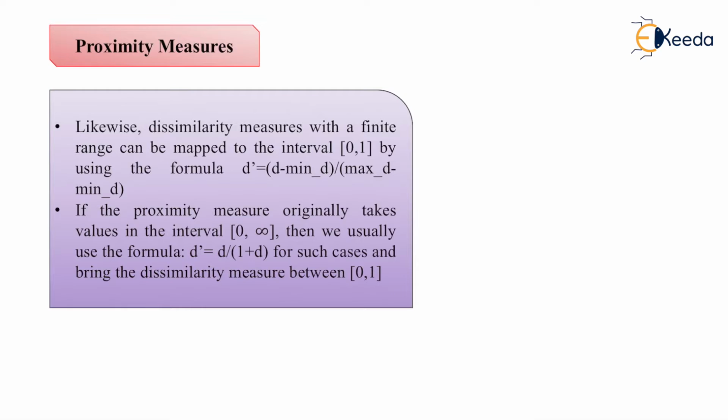If the proximity measure originally takes values in the interval 0 to infinity, then we usually use the formula d' = d / (1 + d). For such cases, this brings the dissimilarity measures between 0 and 1.